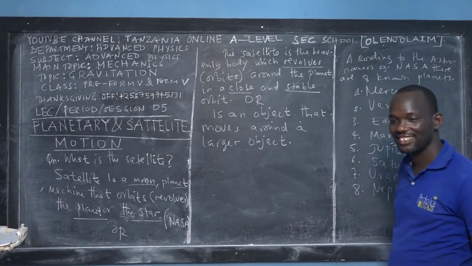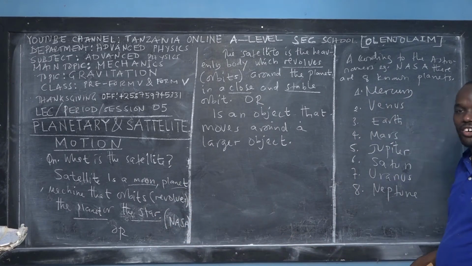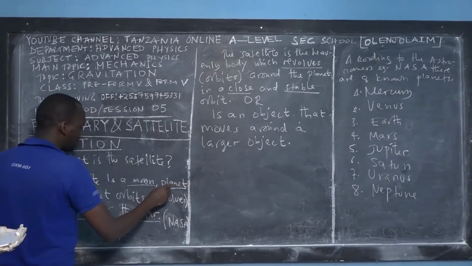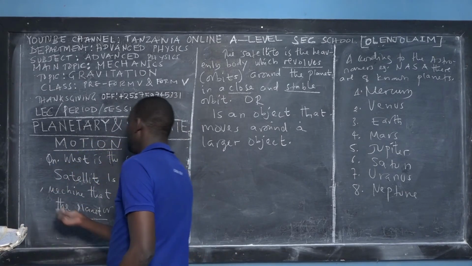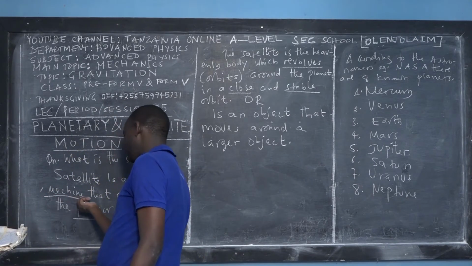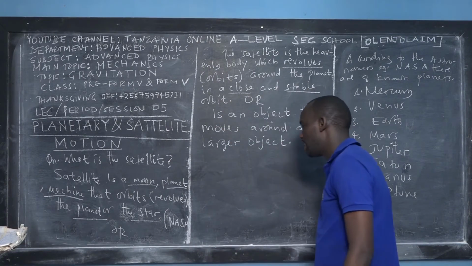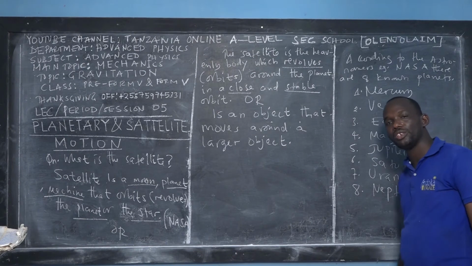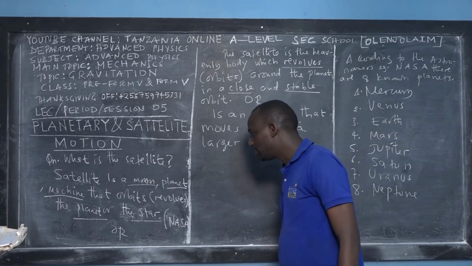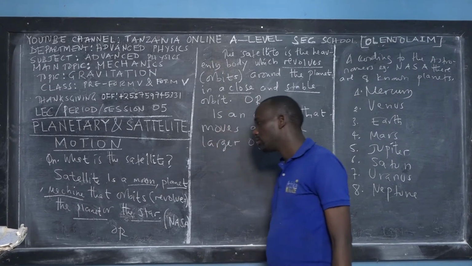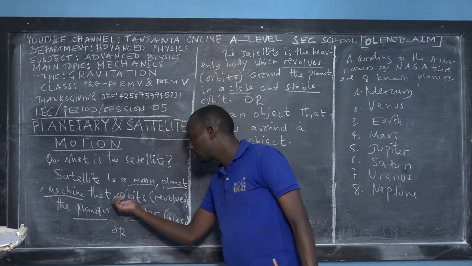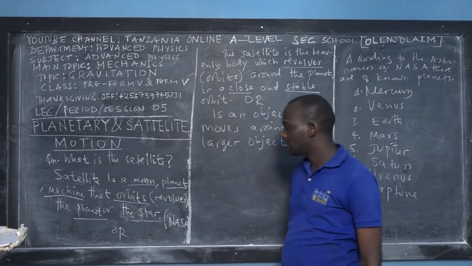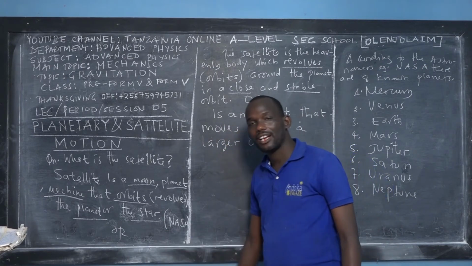Satellite is a moon or a planet. So satellite is a moon or what? Or a planet. Or a machine. When you say a moon, you have to pay attention to this NASA definition, because they are the specialized authorities for the astronomy concept. Okay, so a satellite is a moon, one, or a planet, two, or a machine that orbits or revolves around the planet or the star.